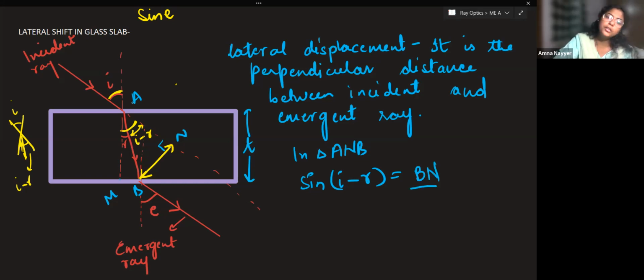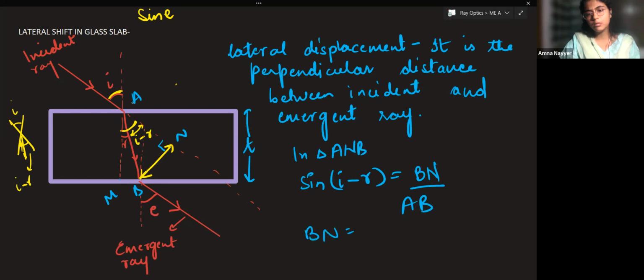By hypotenuse is AB. Fine. And yes, one more thing. Thickness, we have assumed that the thickness of this glass slab is T. This is the thickness that we have assumed. Now see, if thickness is T, sine I minus R is equal to BN by AB.